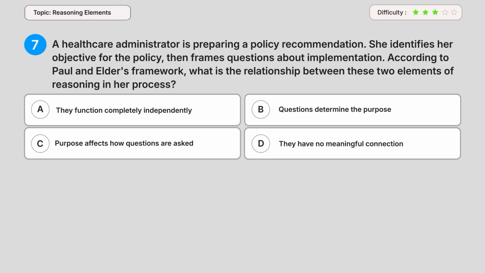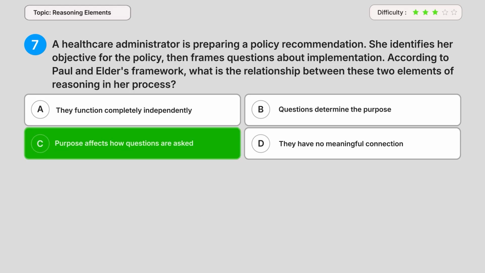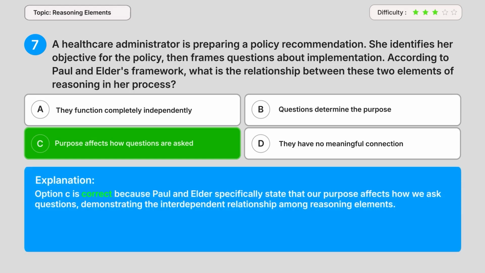Correct answer, C. Purpose affects how questions are asked. Explanation. Option C is correct because Paul and Elder specifically state that our purpose affects how we ask questions, demonstrating the interdependent relationship among reasoning elements.